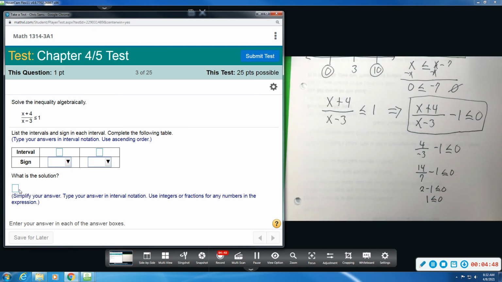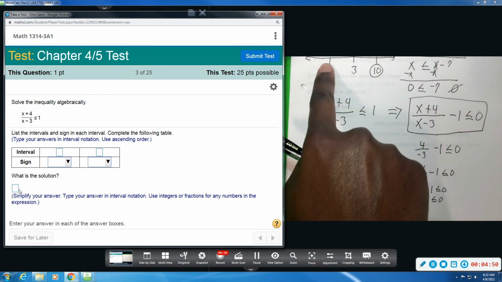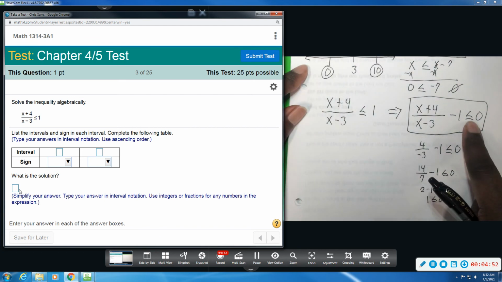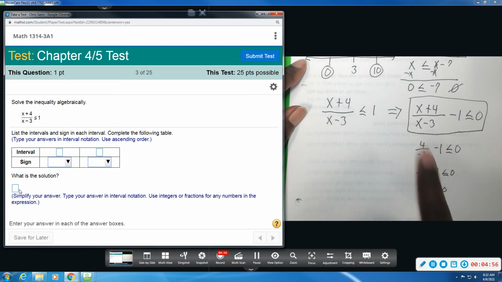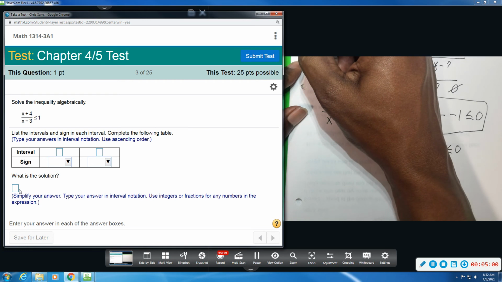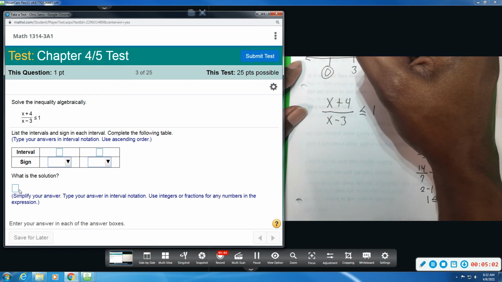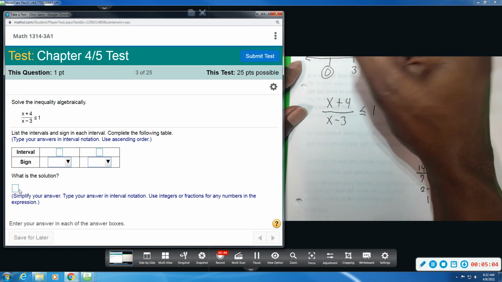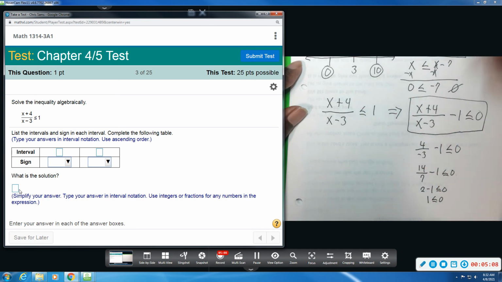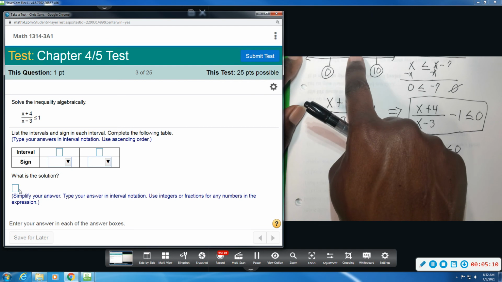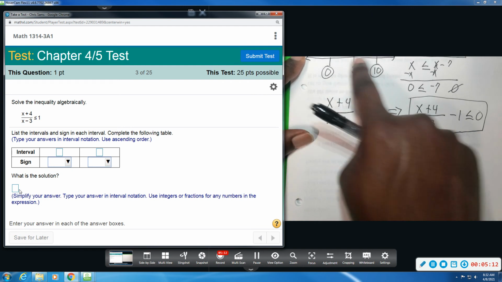Okay, so I have one interval that's negative, which is what we want. We want less than 0, negative. And I have one interval that came out positive, which is not what we want. So our interval will be from negative infinity to 3, and the other interval on the other side will be 3 to infinity. But the one that we're going to use as our answer will be negative infinity to 3.